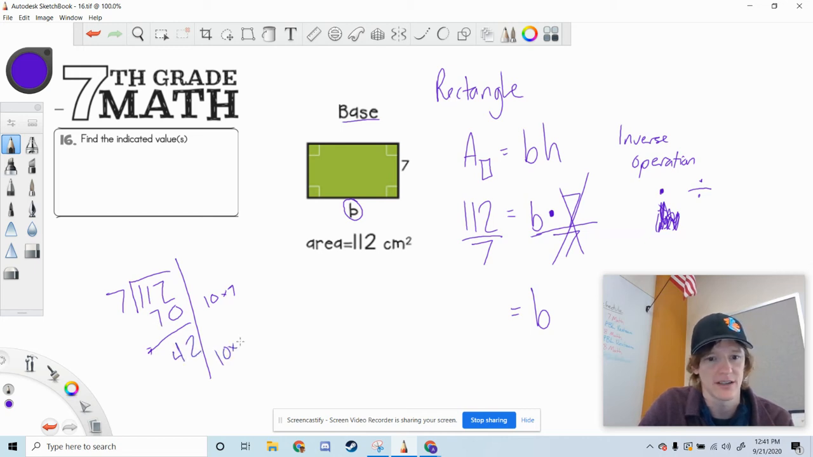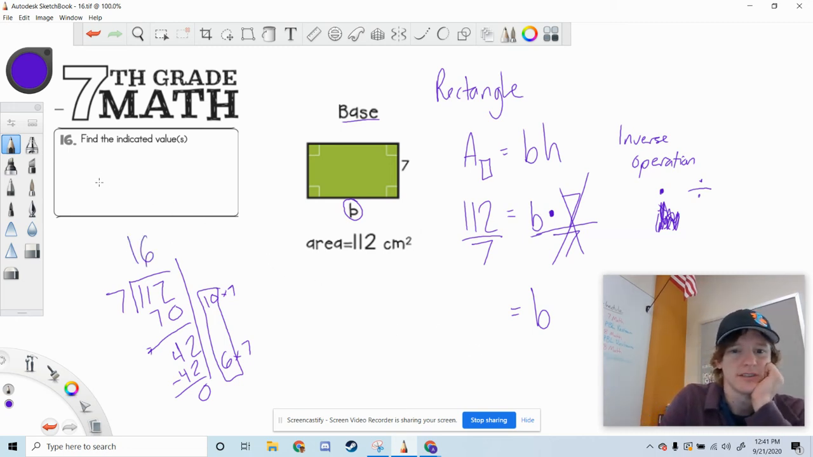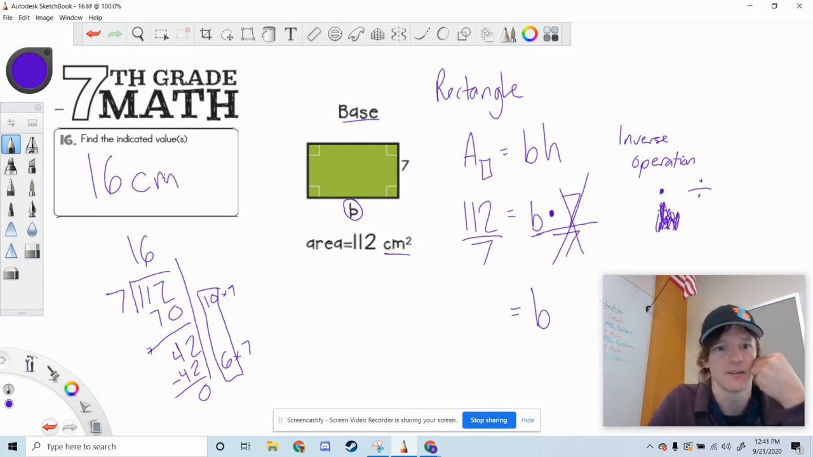Well, I know this is 10 times, or sorry, not 10 times 6, it'll be 7. This one will be 6 times 7. So, and that's 42, subtract them and get 0. So my answer will be however many 7s we just took out, it's going to be 16. So we have 16, and we need a label. If our area was in centimeters to the second power, our length and our base and our height are in centimeters.